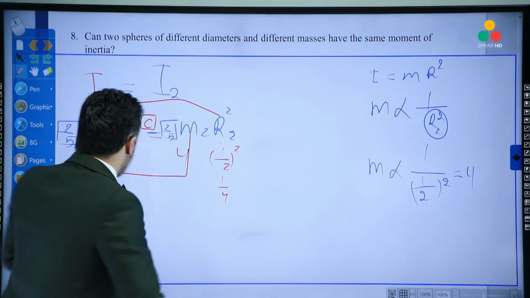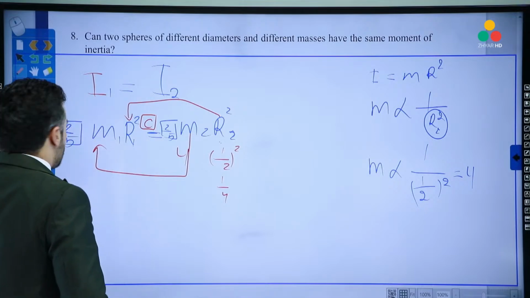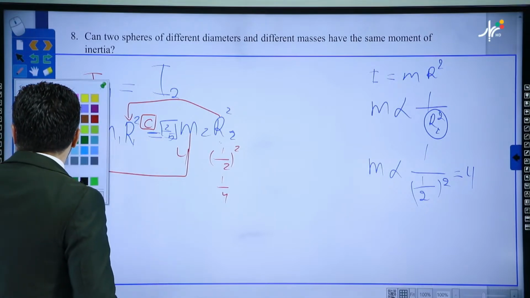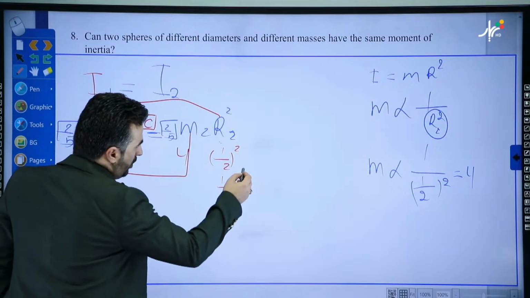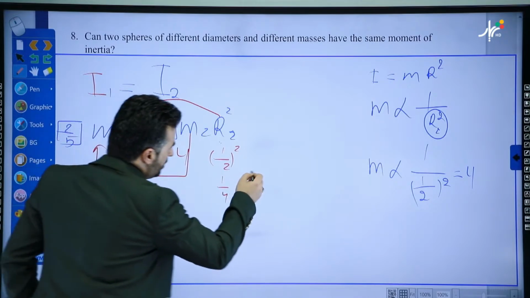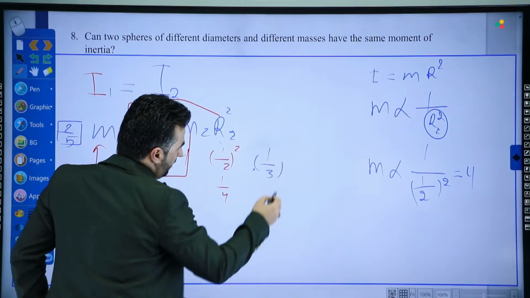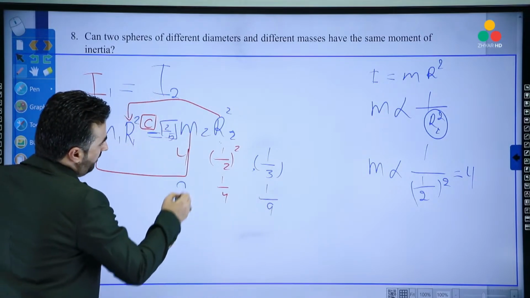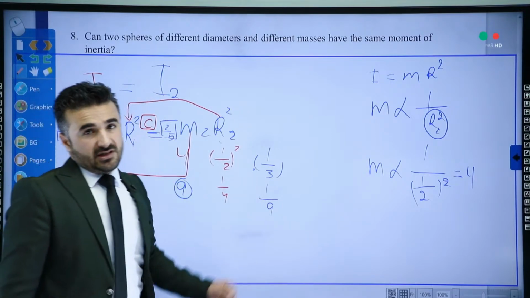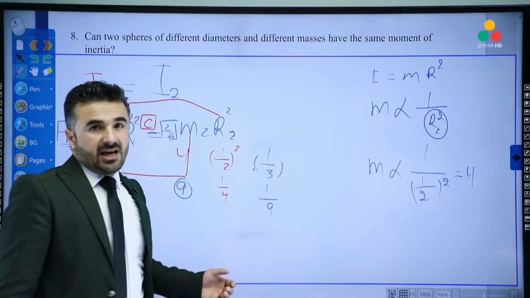What if, instead of 1 over 4, the radius was smaller by 1/3, let's say? If it was 1/3 squared, don't forget, you will get 1 over 9. So in this case, the mass has to be bigger by a factor of 9 so that we can compensate for that. But there is a different case.